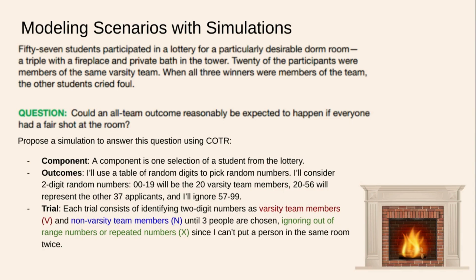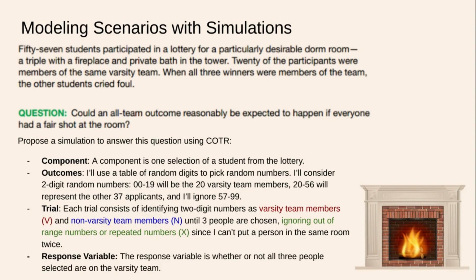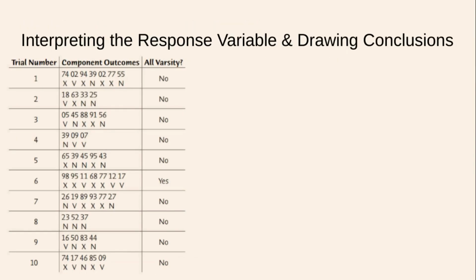Here's the trial. Each trial consists of identifying two-digit numbers as varsity team members, which we'll call V, non-varsity team members, which we'll call N, and we'll just put an X for 57 through 99 if we see them. Since I can't put a person in the same room twice, if we get a repeat person, I'm also going to put an X there too. And the response variable is whether or not all three people selected are on the varsity team. And that is a binary, yes or no.